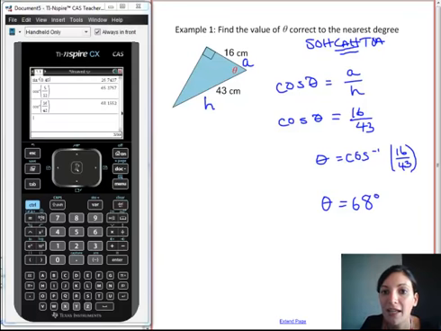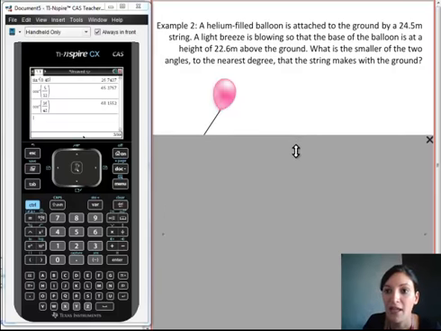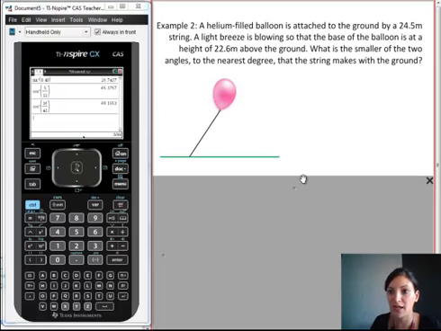Okay, so example 2. A helium-filled balloon is attached to the ground by a 24.5 meter string. A light breeze is blowing so that the base of the balloon is at a height of 22.6 meters above the ground. What is the smaller of the two angles to the nearest degree that the string makes with the ground? Now, when you're doing a word problem, first thing that you want to do is always draw a diagram if one isn't given. So we've got this balloon and it's attached by a string.